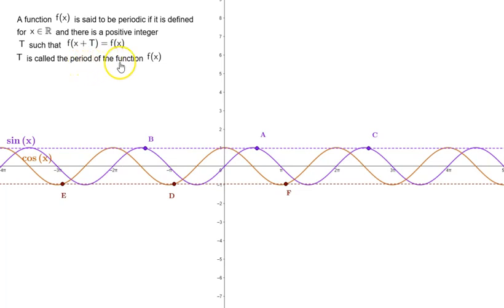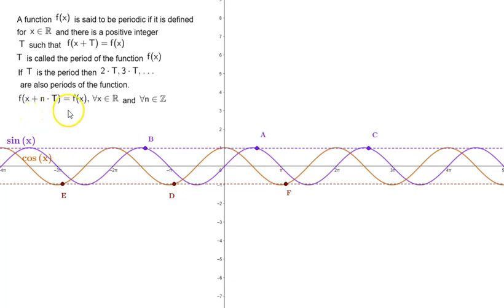Now, t is called the period of the function f of x. If t is the period, then 2 times t, 3 times t, or any multiple of t are also periods of the function. So f of x plus n times t is equal to f of x for all x in real numbers and for all n in integers. So the graph in the interval 0 to t repeats in every other interval.